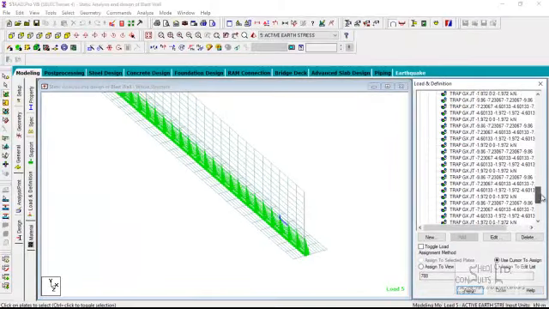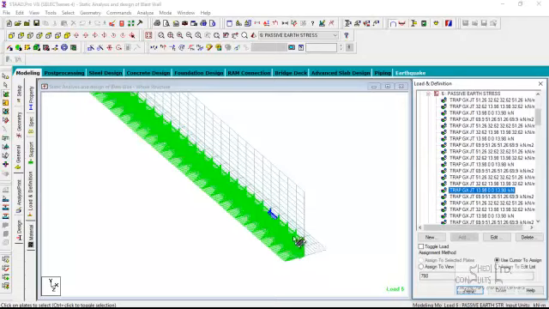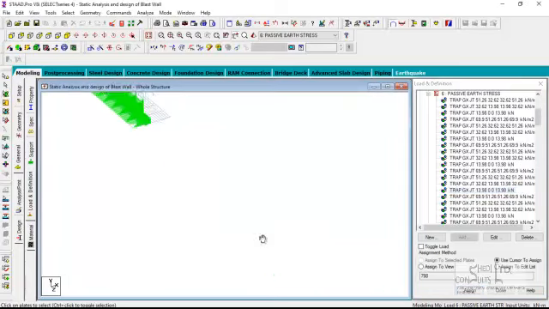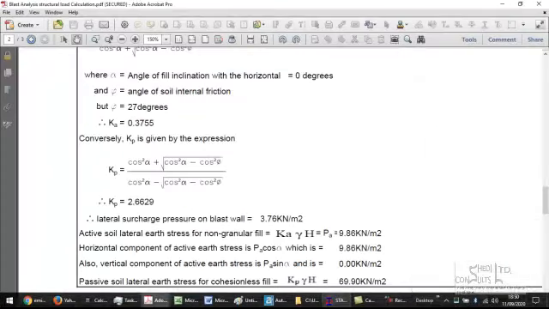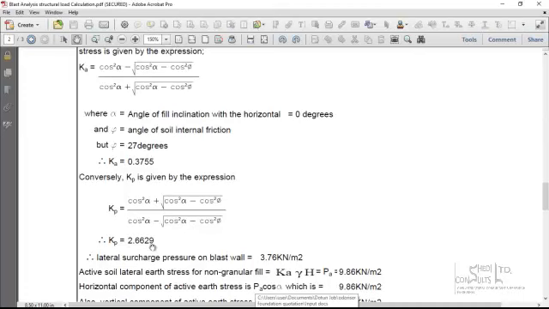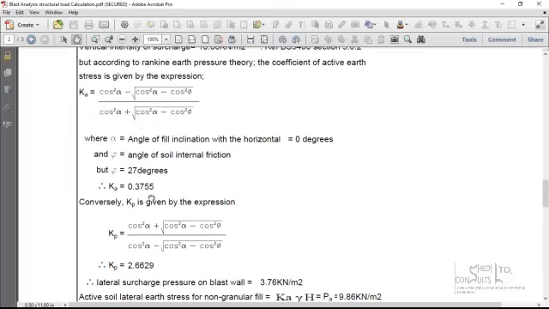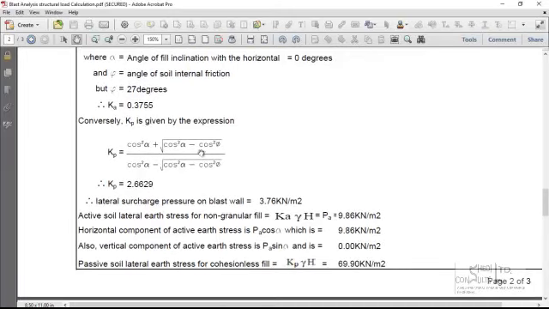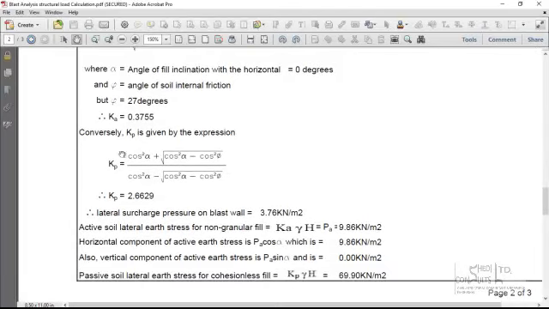So once you have your active earth stress loads calculated, you then also have your passive earth stress load that is also calculated. The coefficient of passive earth stress is usually higher than the coefficient of active earth stress because it's an inverse expression of the active earth pressure. If you look at the coefficients, that of the passive is 2.66, and that of the active is 0.33. It's a function of the inclination of the fill to the horizontal and the angle of internal friction. This is the coefficient expression for purely cohesionless soil. It is different for a c-phi soil.